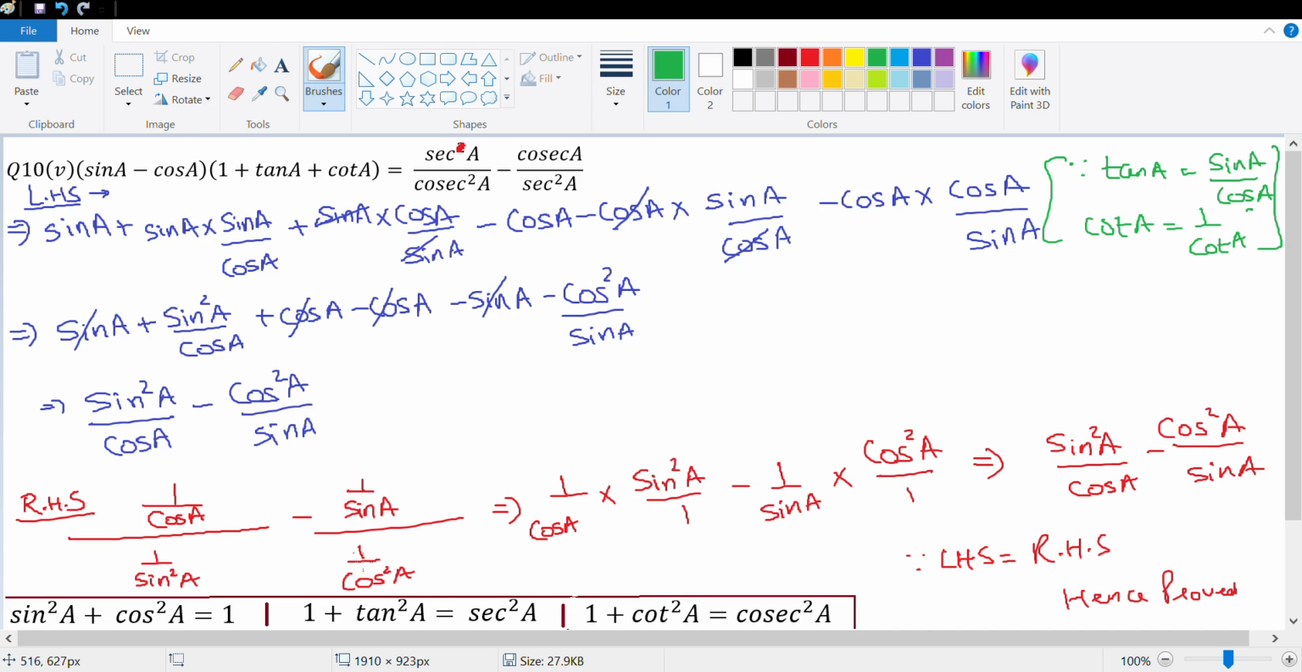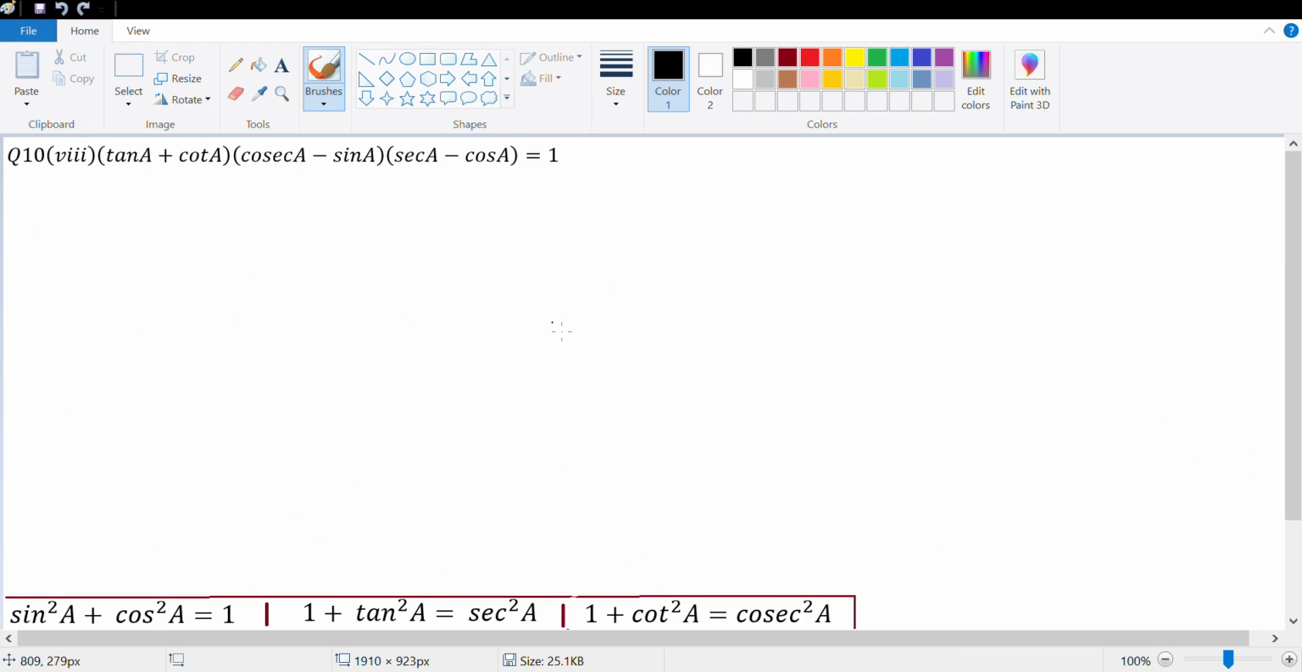And here in this step, the reason would be since sec A is equal to 1 upon cos A and cosec A is equal to 1 upon sin A. These are the two reasons for this step. After that, there is nothing else that we've done. Perfect. Let's move on to the next question and see how we can solve that one.